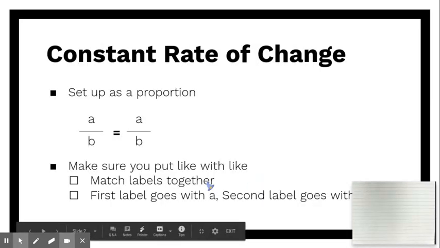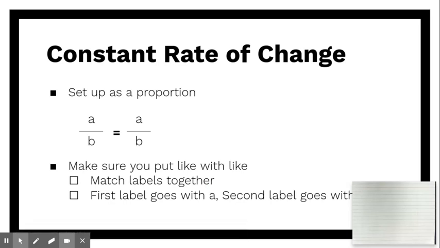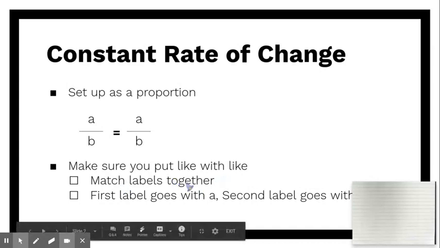Okay, so the first thing you need to know is a constant rate of change. We want to either set up a proportion or solve our equation. So some of them you set up a proportion and you set like to like. Okay, so make sure you put like with like, match our labels together.